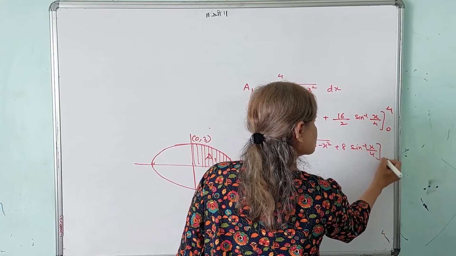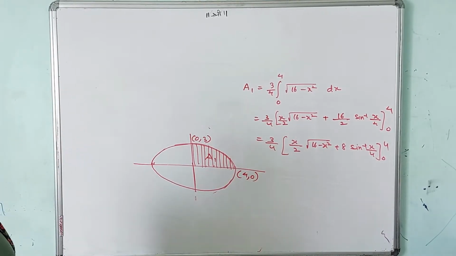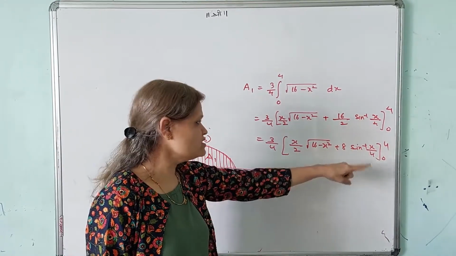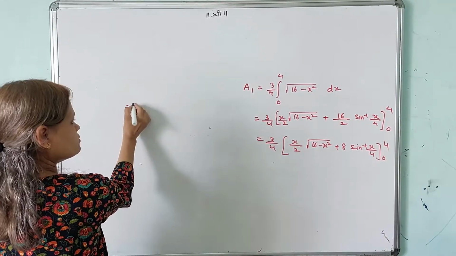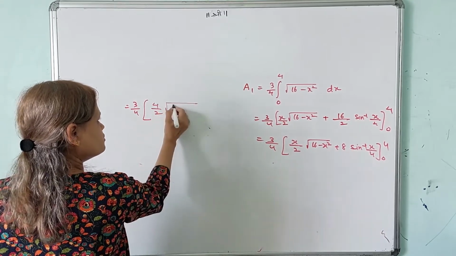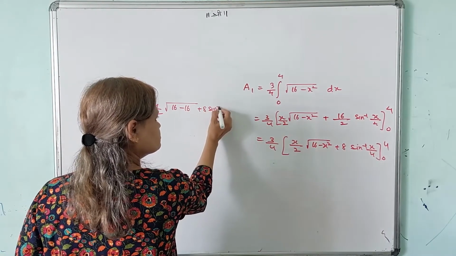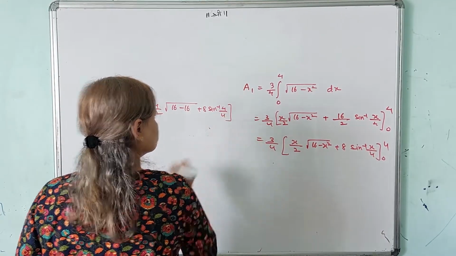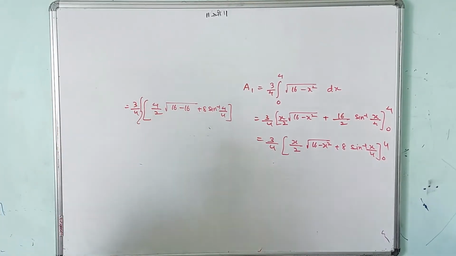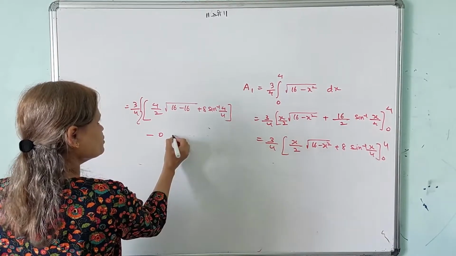So now first we will substitute. First I have simplified that 16 by 2 is 8, and now I can substitute first the upper limit 4 minus the lower limit. So substitute upper limit minus lower limit 0. So this term will become 0 only.